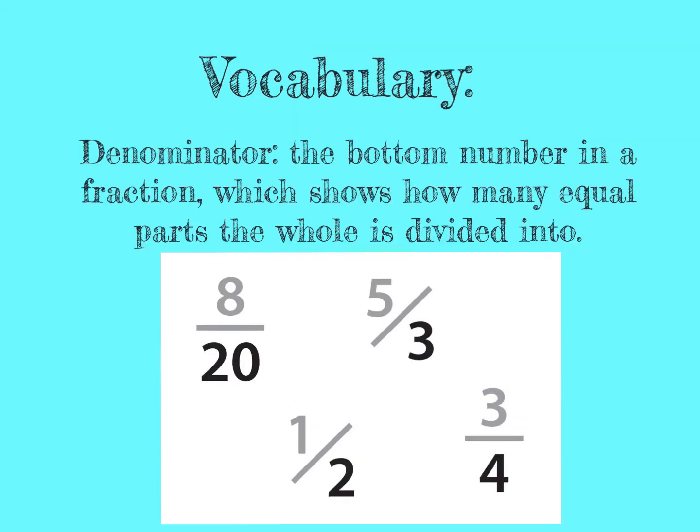Our next vocabulary word is denominator, which is the bottom number in a fraction, which shows how many equal parts the whole is divided into. And as you can see down here, it's the 20 in 8/20, the 3 in 5/3, the 2 in 1/2, and the 4 in 3/4.